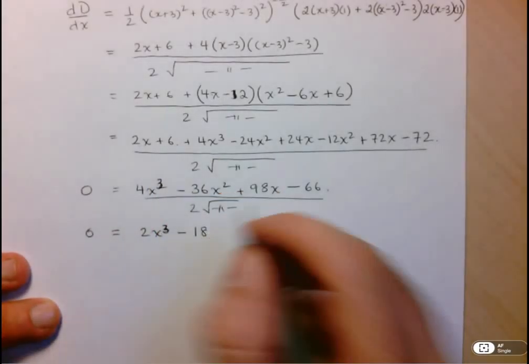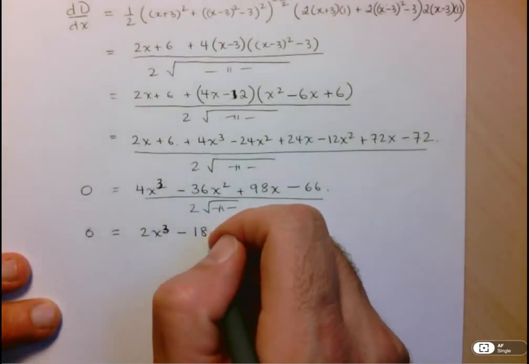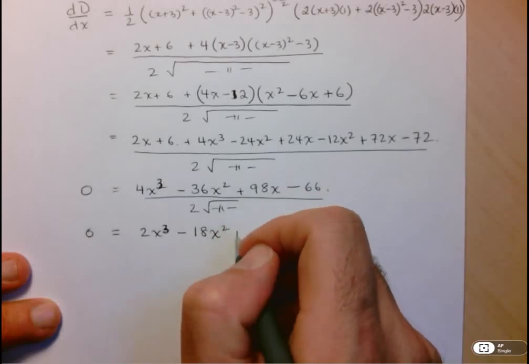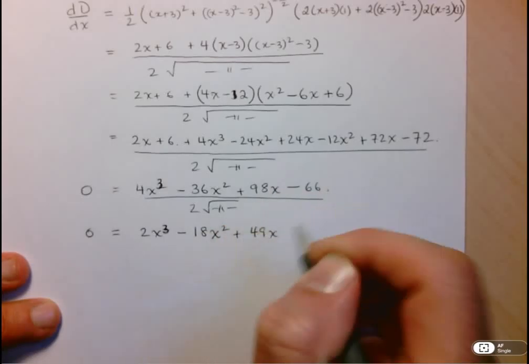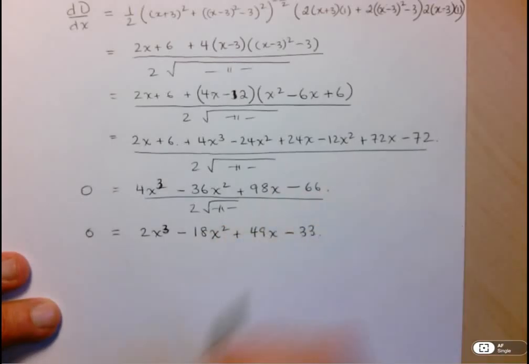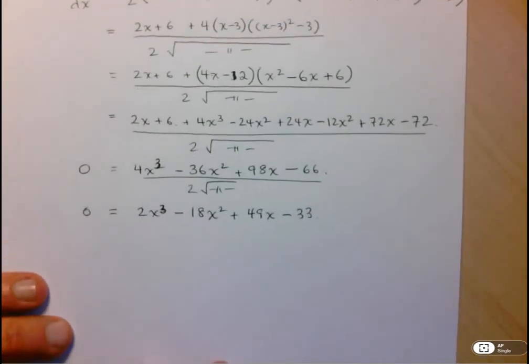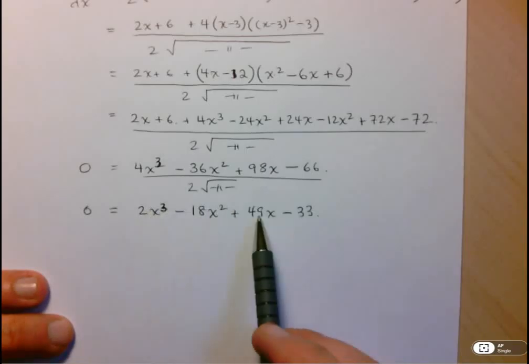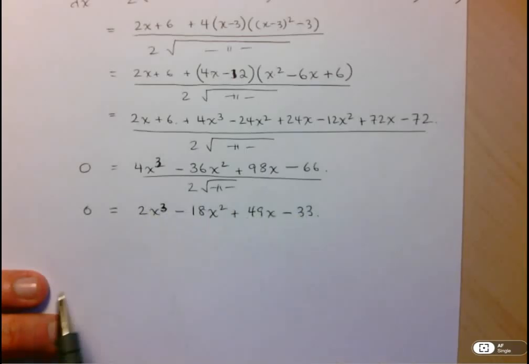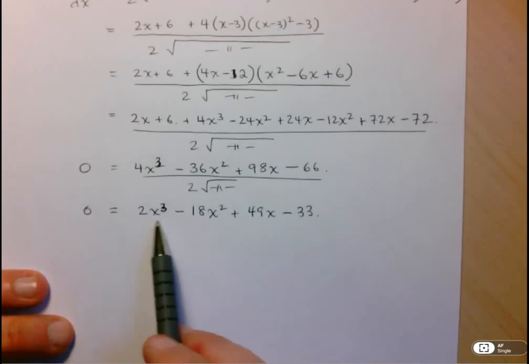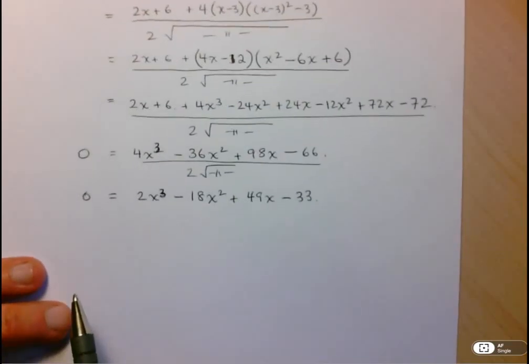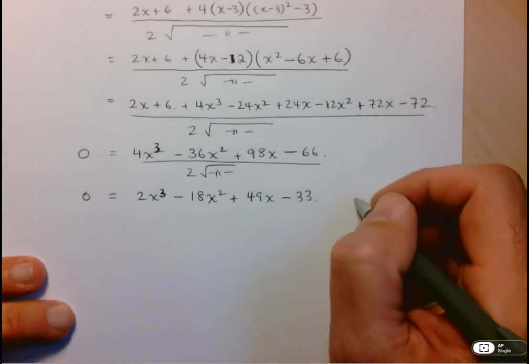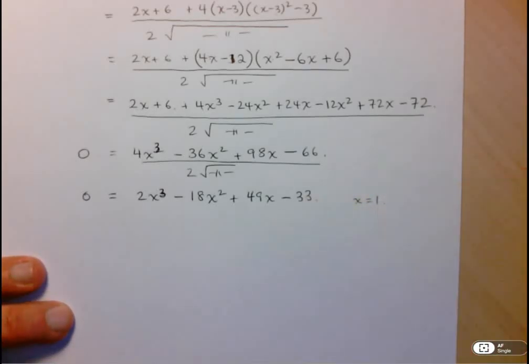Minus 18x squared plus 49x minus 33. So now we're going to have to factor this, so we're going to have to use the factor theorem because I'm taking a look at the first two and the last two terms, and grouping is not looking too promising. So certainly you should think about grouping, but that doesn't look like it's going to work here. So let's test the easy ones. Hopefully that'll work. Let's test x equals 1.